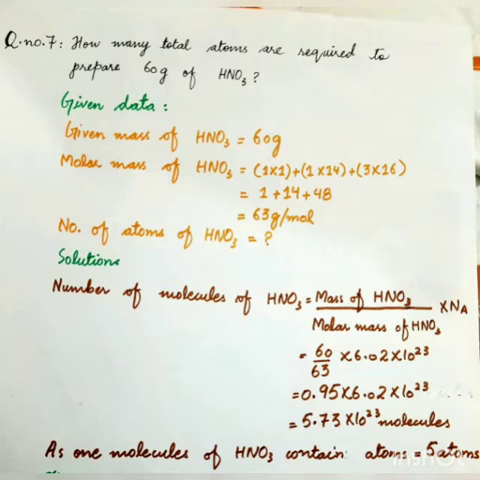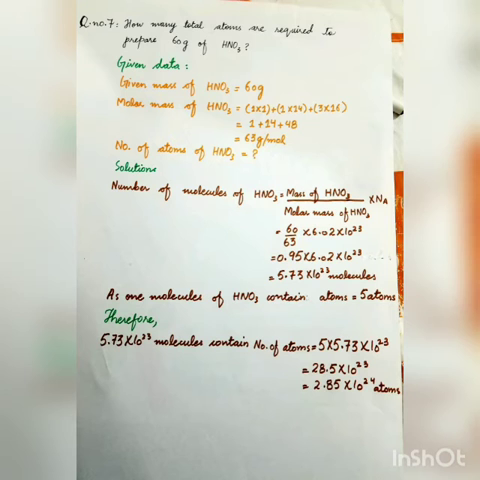We have to calculate the number of atoms of nitric acid. As we have the formula that number of molecules of nitric acid is equal to mass of nitric acid over molar mass of nitric acid into Avogadro number. When we put all the values in this formula, mass of nitric acid is 60, molar mass of nitric acid is 63, and Avogadro number is 6.02 into 10 raised to power 23. We will get 0.95 into 6.02 into 10 raised to power 23, and at the end we will get the number of molecules of nitric acid, which are 5.73 into 10 raised to power 23 molecules.